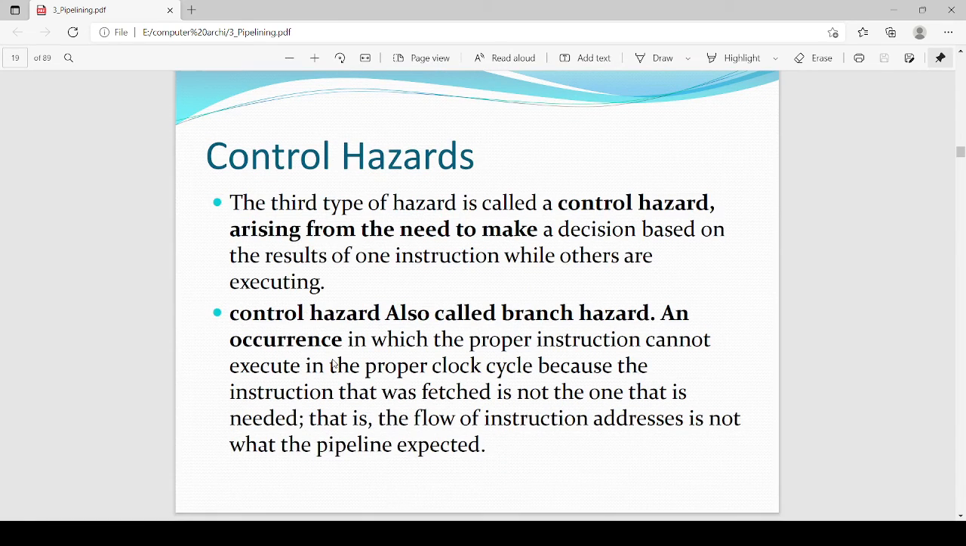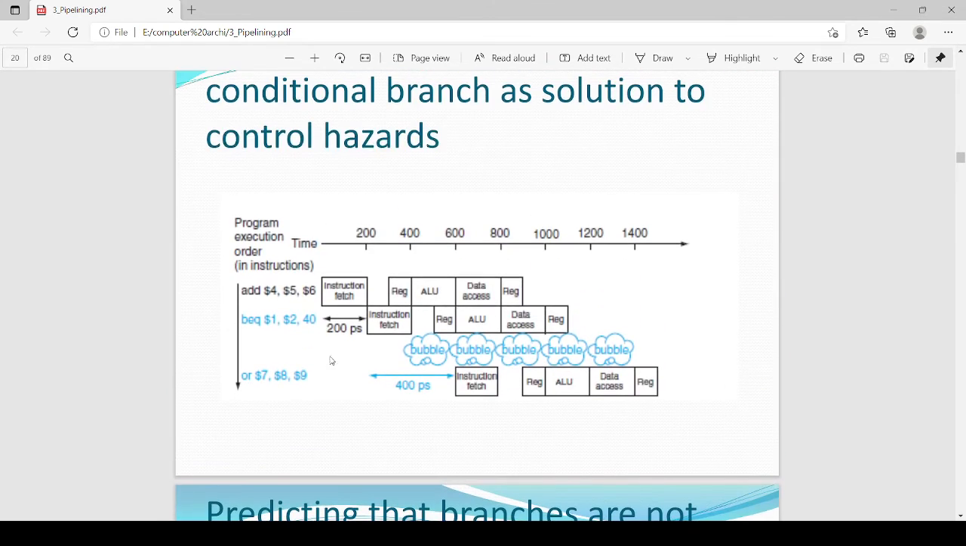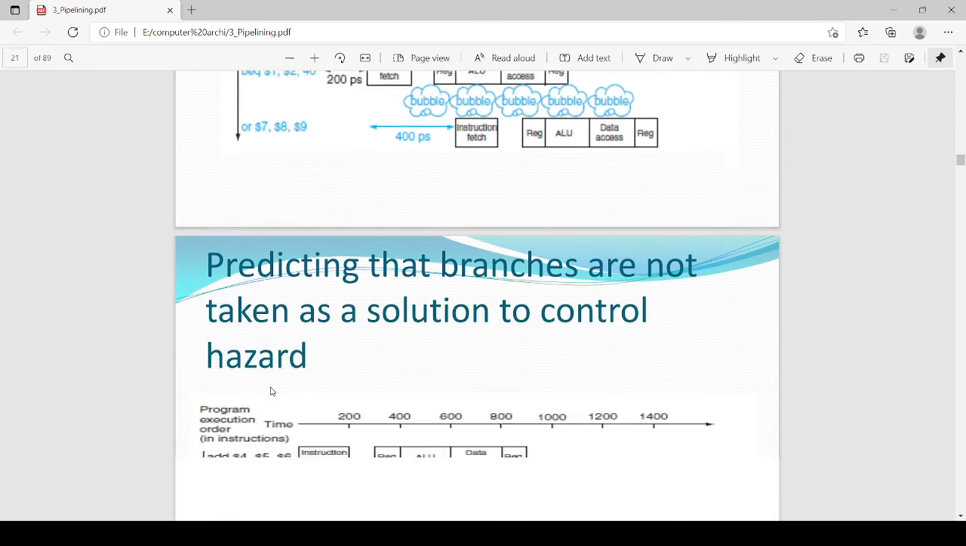And the third type, control hazard. Control hazards happen whenever branching or conditional instructions are executed. For example, consider the three instructions: add, branch on equal, and or. In the second instruction, branch on equal means if the contents of the S2 and S1 registers are equal, then the control of the program should be transferred to memory location 40. Otherwise, it should execute the next instruction.